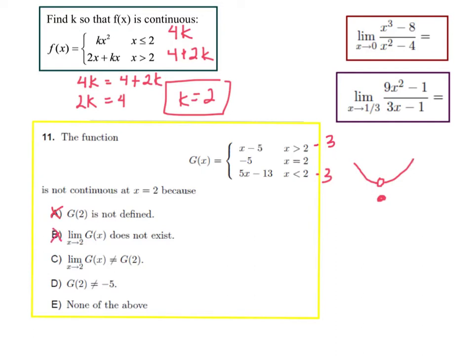The next choice says because the limit doesn't equal the function's value. That is the reason it's not continuous. The limit is negative 3. That's what it's approaching. But the function's value is negative 5. So this is what makes it not continuous.